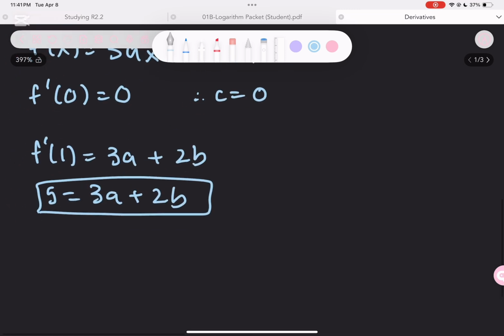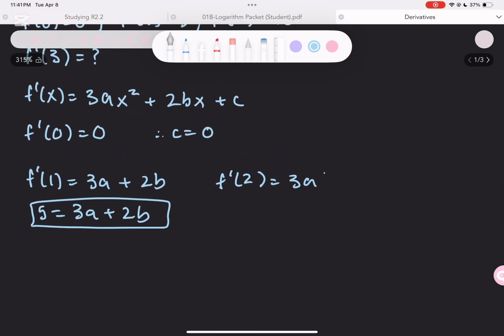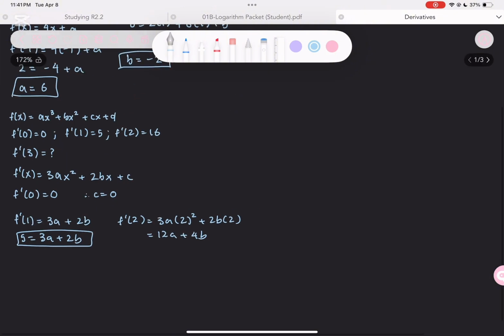You have this equation. This is going to come in handy for you later. And then now you want to take the f prime of 2 equation. This is really bad form, but it's okay. I'm not being graded on this. So now this is 3a times 2 squared plus 2b times 2. So that becomes, that's 4. 12a plus 4b is equal to 16.